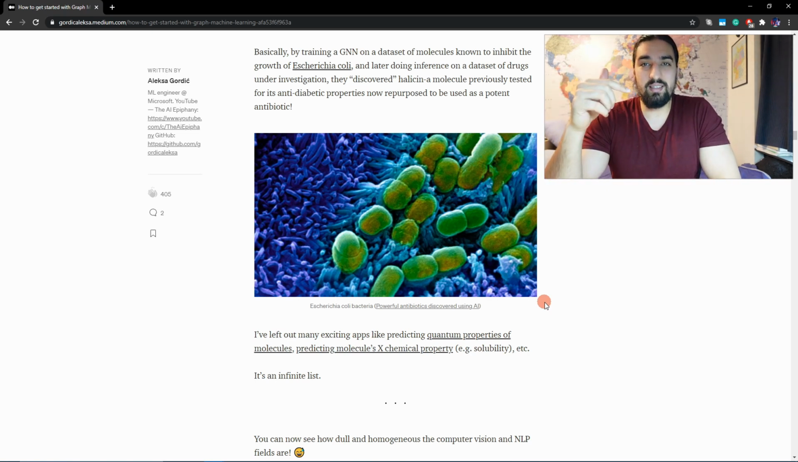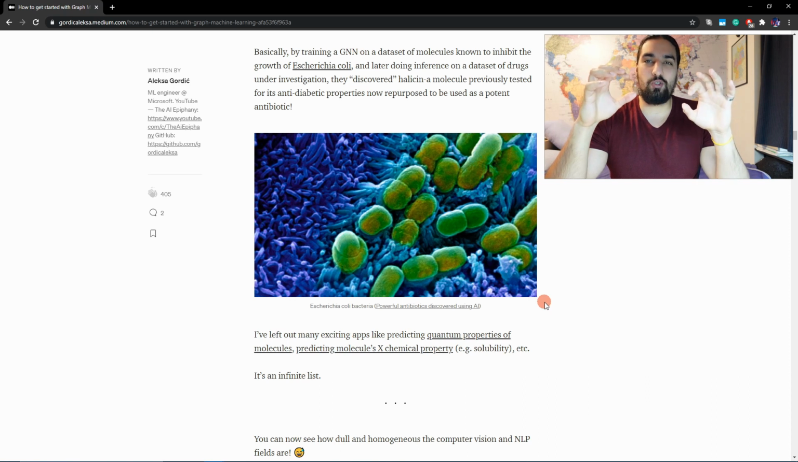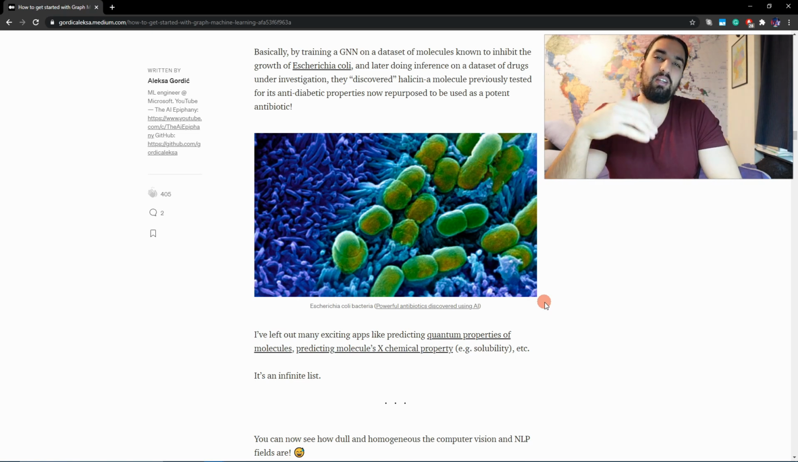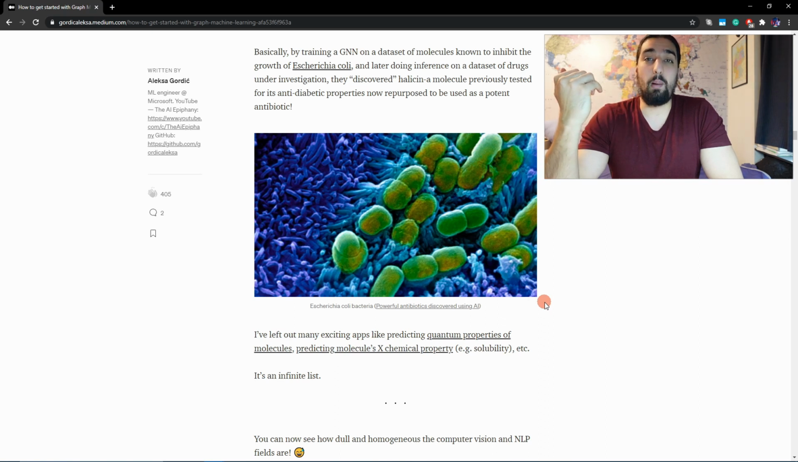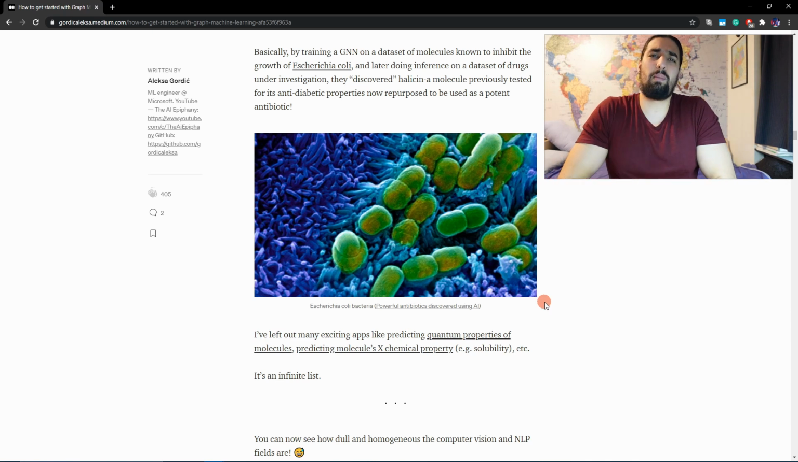find this molecule called Halicin, which was found out to be a super potent antibiotic and extremely successful in inhibiting Escherichia coli. And previously, they had considered this same molecule for its anti-diabetic properties. So those are just some of the super exciting applications of graph neural networks, and I hope you found this interesting and that it motivated you to further investigate the graph ML field.